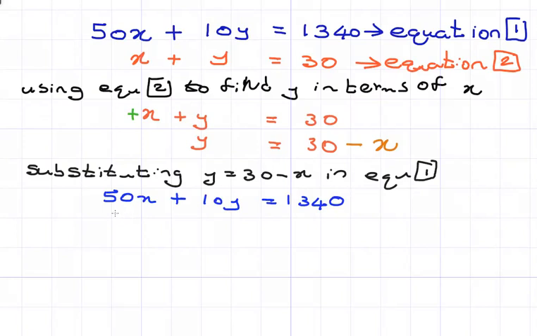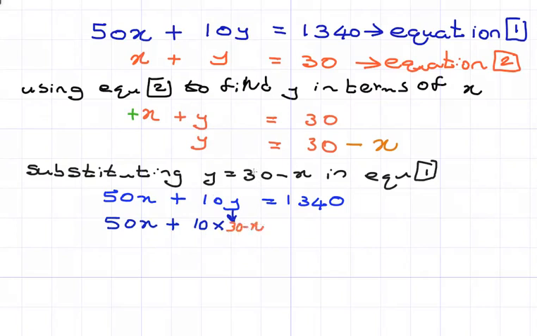So what do you do next? 50x plus. Now what does 10y mean? 10y means 10 times y. So 10 times, what do you write? Don't write y. Instead, what you write is something equal to y. You have found out something equal to y. What is it? y equals what? 30 minus x. So you replace this blue y with something equal to it, 30 minus x.